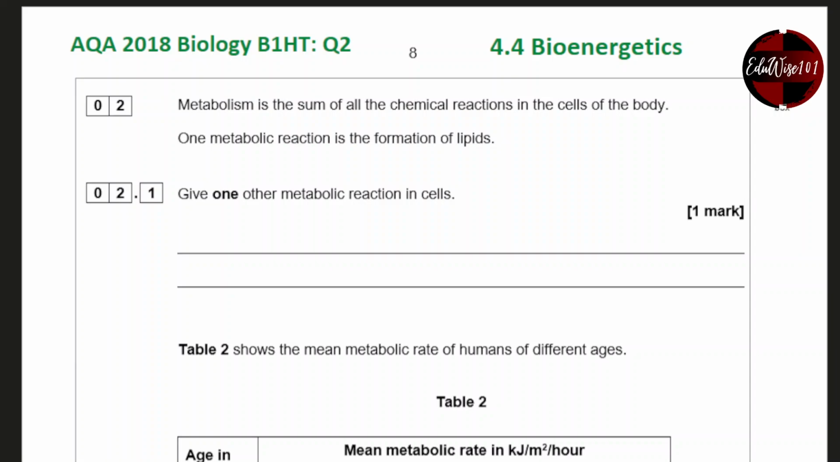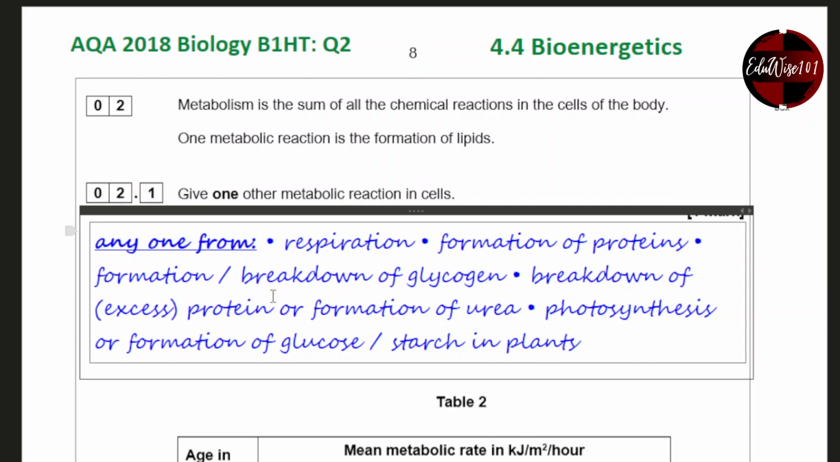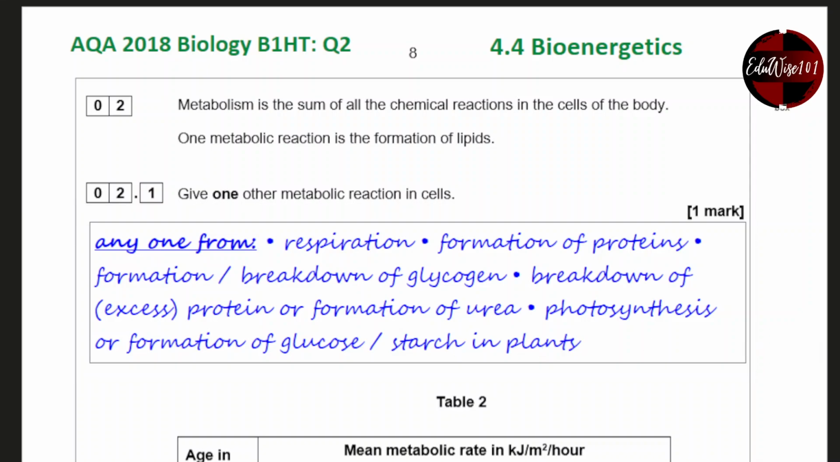Now, there's a whole list of things that you can consider as metabolic reactions. One of them is respiration and digestion, as well as breakdown of proteins. So here are some examples: respiration, formation of proteins, the breakdown of glycogen, breakdown of excess protein, or formation of urea. Photosynthesis, or the formation of glucose and starch in plants. All of them are metabolic reactions.